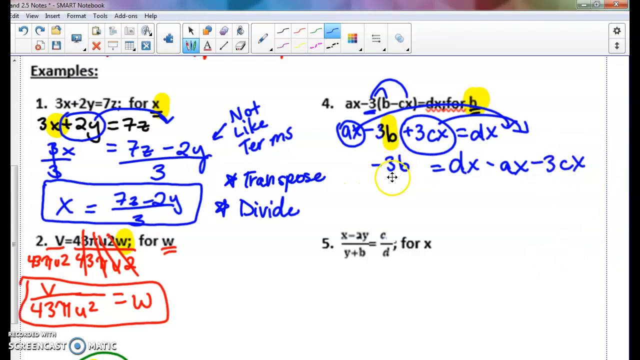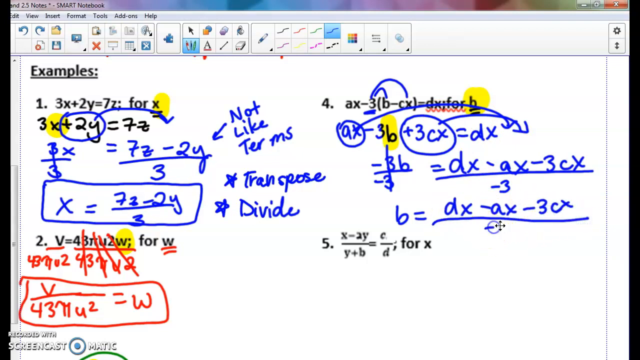They don't all have exactly the same variables. And now to solve for B, the last thing we're going to do is divide everybody here by negative 3. Negative 3's cancel, and B equals. And same way as before, we've transposed, we've divided, but none of it reduces. We're left with dx minus AC minus 3cx all over negative 3. And we're good.